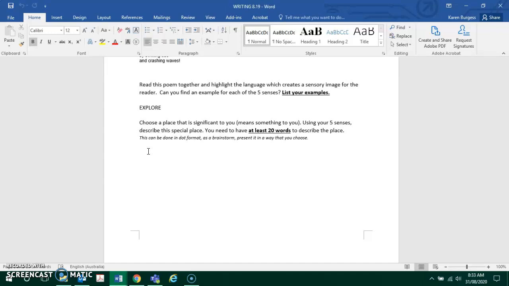You need to try and have at least 20 words to describe this place. That could even be done as simple as somewhere out in your garden, and you just need to dot point 20 different things or feelings, words that come up into your mind about that.